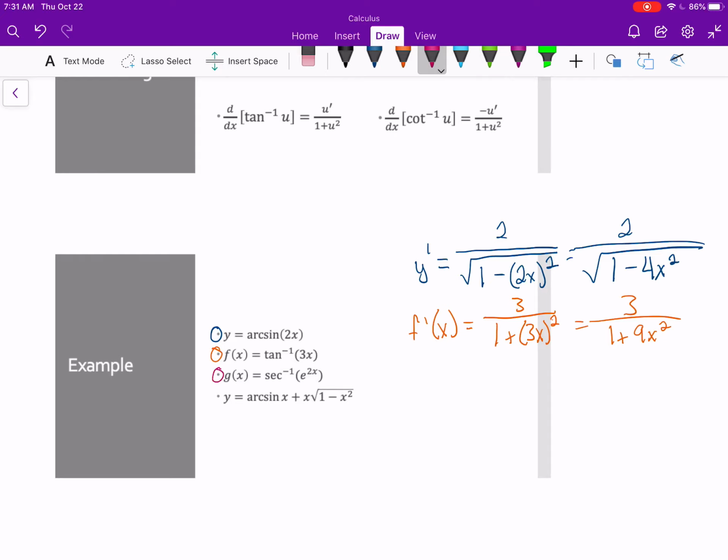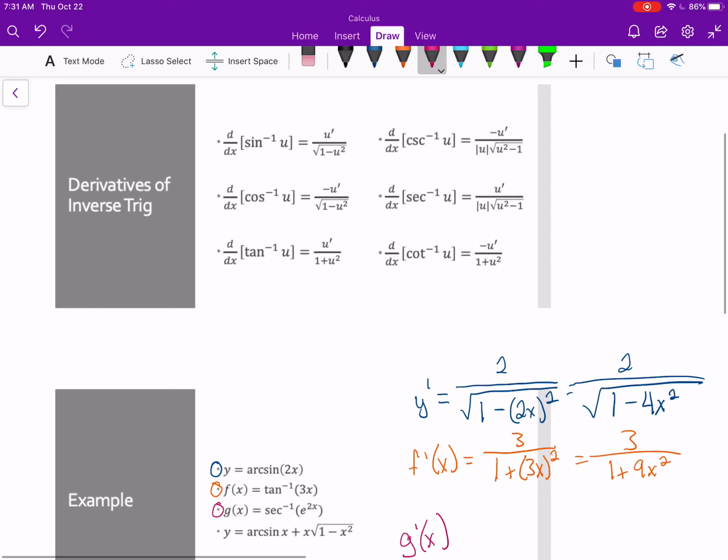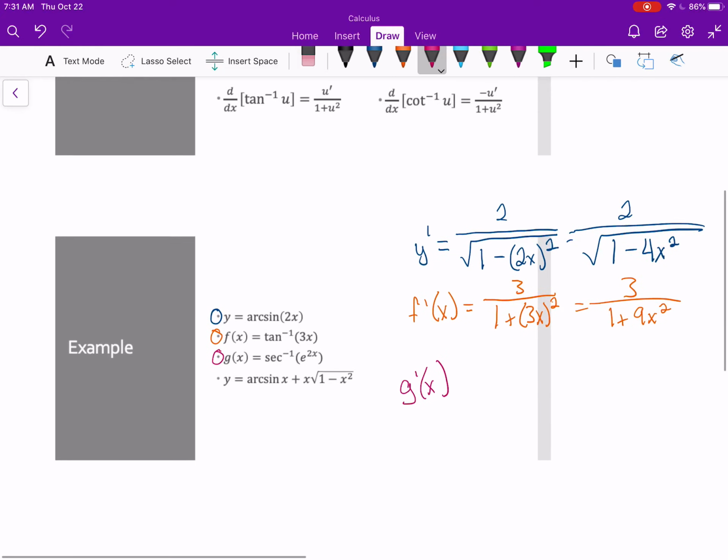All right, inverse secant. To do inverse secant, we're going to take the derivative of the inside over the absolute value of the inside times the square root of the inside squared minus 1. So let's look at that. The inside is e to the 2x, so the derivative of that is 2e to the 2x over, and then the absolute value of e to the 2x times the square root of e to the 2x squared minus 1.